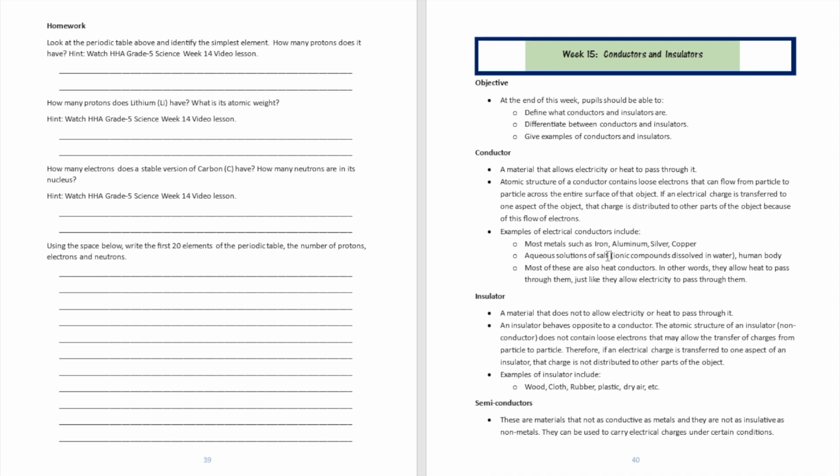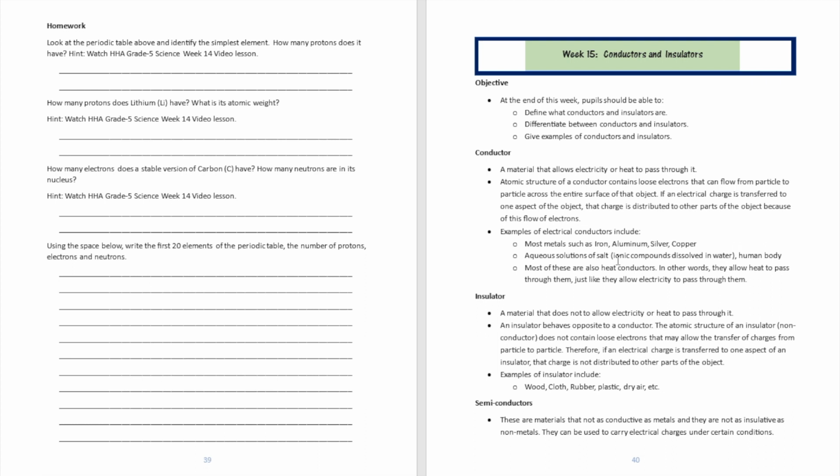Another category of conductors is aqueous solutions, in other words, solutions that have salts in them. For example, the human body can conduct electricity. That's the reason you do not want to grab hold of a live wire, because it can shock you, and that can be dangerous. So these are examples of conductors.